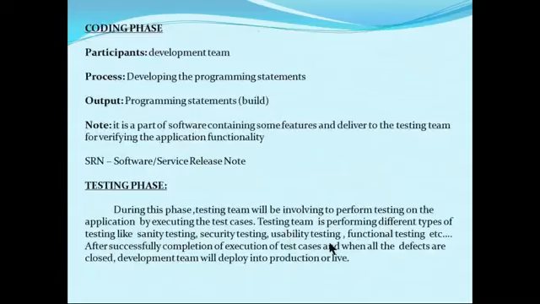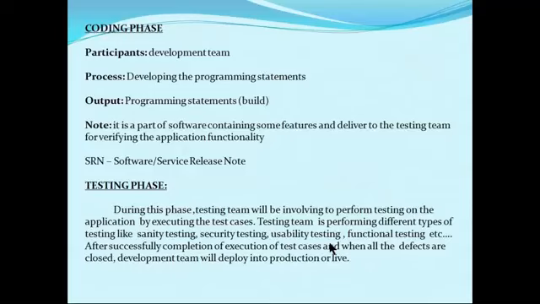Next, coming to the coding phase. The participants are the development team, programmers. What are they doing? Developing programming statements. The output they get is a build. They call it a build, or AUT also, Application Under Test. What is a build? A build is nothing but a part of software containing some features and delivered to the testing team for verifying the application functionality.